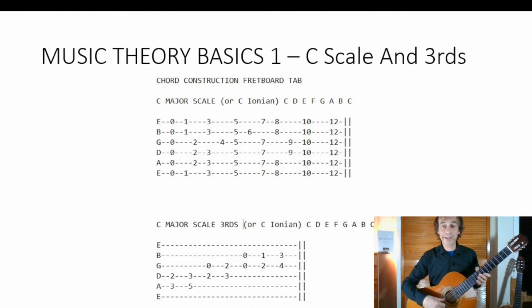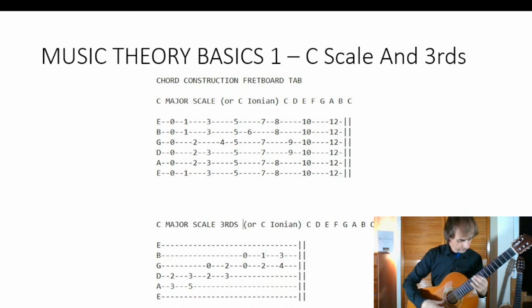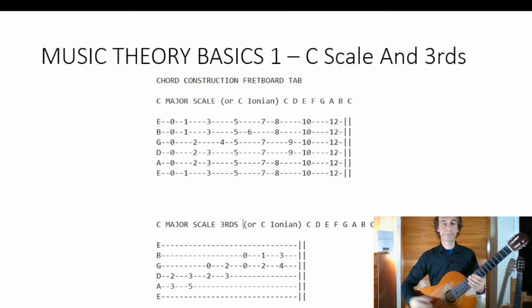A string, A to A, so A, B, C, D, E, F, G, A. 0, 2, 3, 5, 7, 8, 10, 12. E string, E to E, E, F, G, back to A, B, C, D, E. 1, 3, 5, 7, 8, 10, 12.